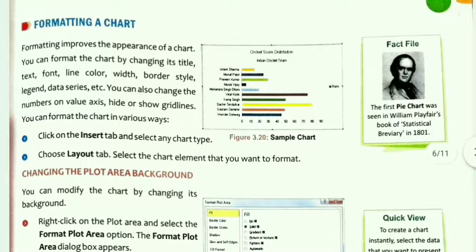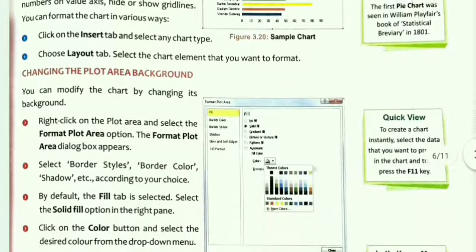Now formatting a chart. Formatting improves the appearance of a chart. You can format the chart by changing its title, text, font, line color, width, border style, legend, data series, etc. You can also change the number on the value axis, hide or show grid lines. You can format the chart in various ways. The first one, click on the Insert tab and select any chart type. Then choose the Layout tab. Select the chart element that you want to format.